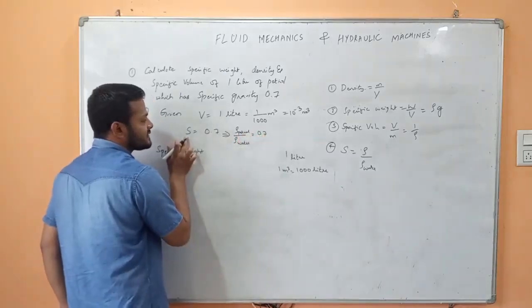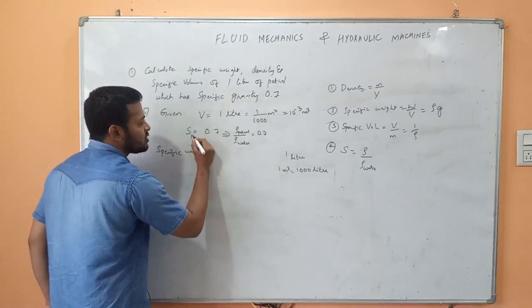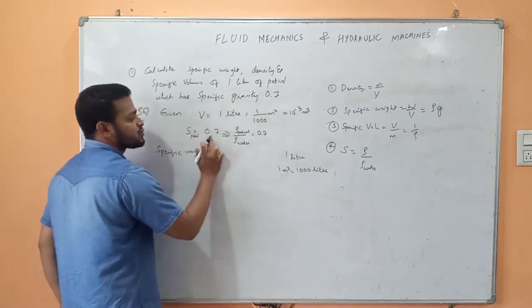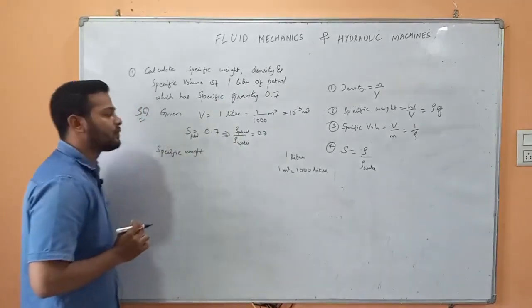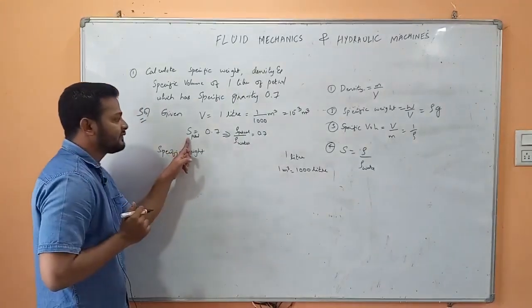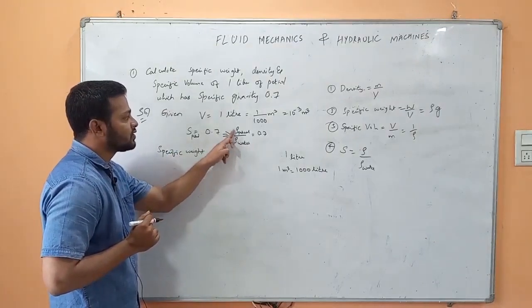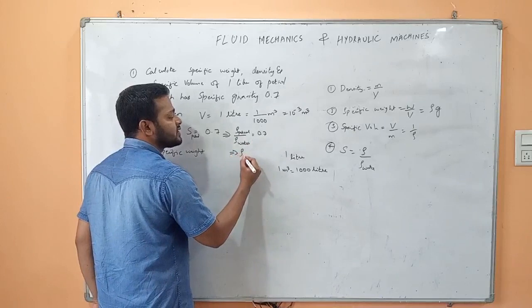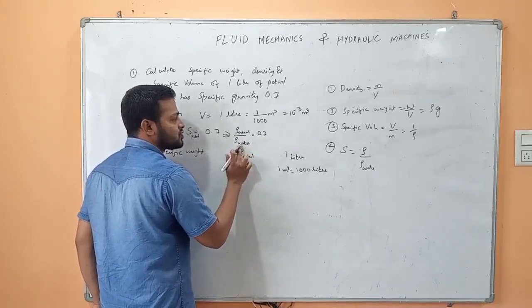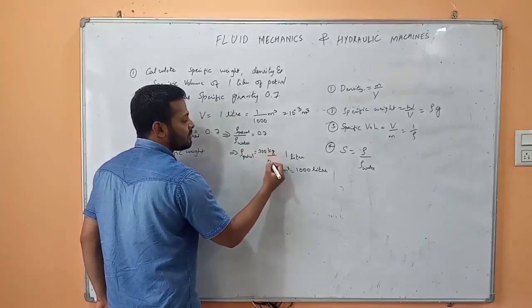What is the formula of specific gravity? Specific gravity of petrol has been given in the question as 0.7, which means density of petrol by density of water is equal to 0.7, because the formula of specific gravity is density of that matter by density of water. So density of petrol is 0.7 into density of water. What is the density of water? 1000. So 0.7 into 1000 will be 700 kg per meter cube.